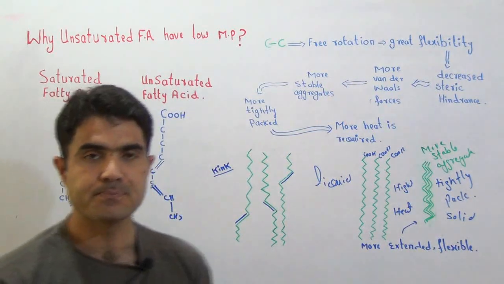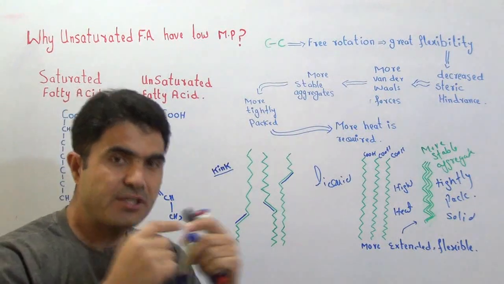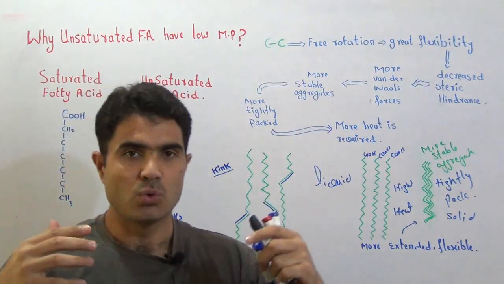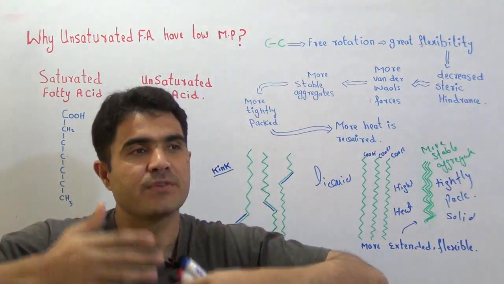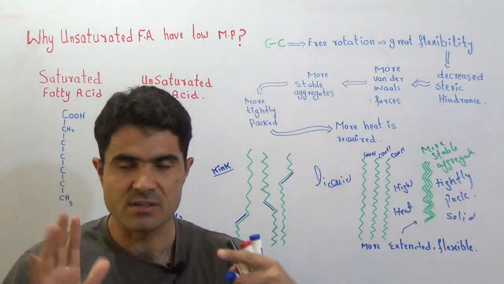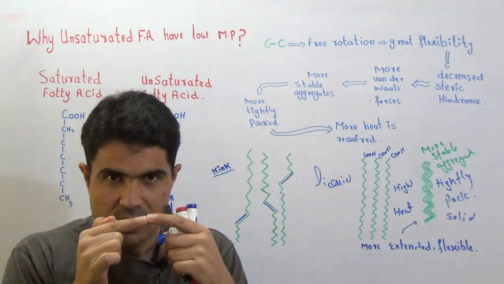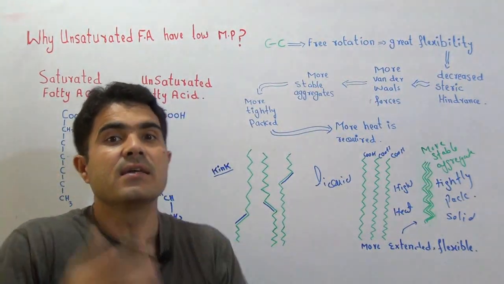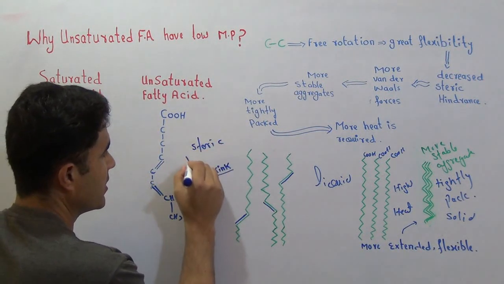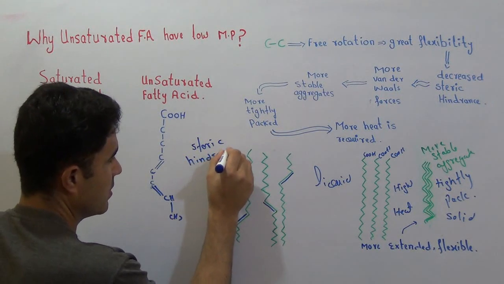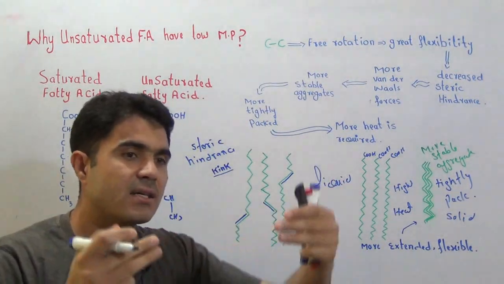But in this case, because of the restricted movement, all the atoms will not be able to come closer with each other. There will be some sort of resistance, so that all the atoms will not be in proper contact with each other. So this is called steric hindrance. Because of the steric hindrance, all atoms will not come closer to each other.